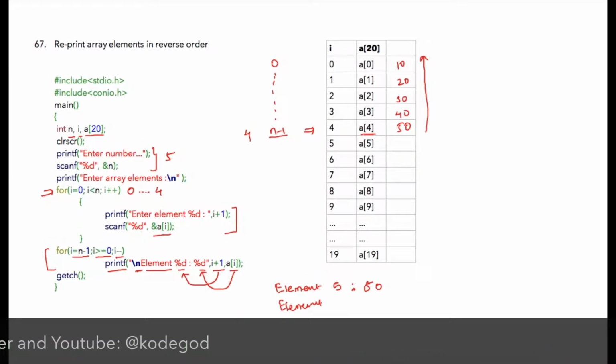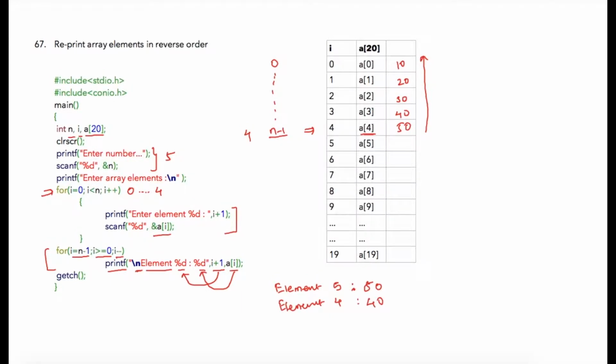Then on the next line, element 4 : 40. Again in the next iteration, element 3 : 30. In the next iteration, element 2 : 20. And in the final iteration, element 1 : 10. That is the first value from our array elements.